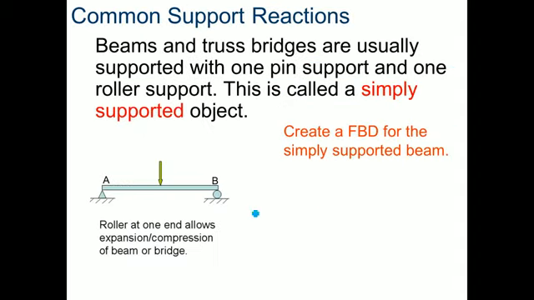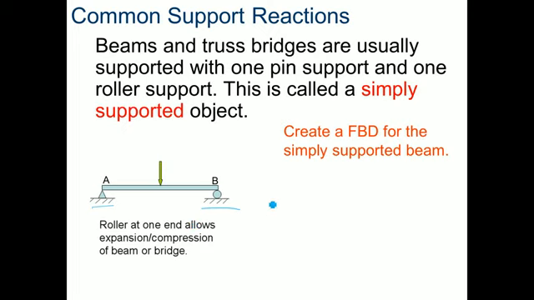Common support reactions is one that's going to have, and you see these in a lot of beams, a lot of truss bridges. It allows them to stretch and expand and contract so that a bridge doesn't just snap all of its bolts and fall into the ocean. But this is called a simply supported object because I have both a pin and a roller. But like I said, it allows for the expansion and compression of the bridge.